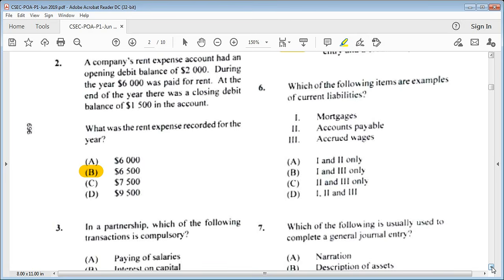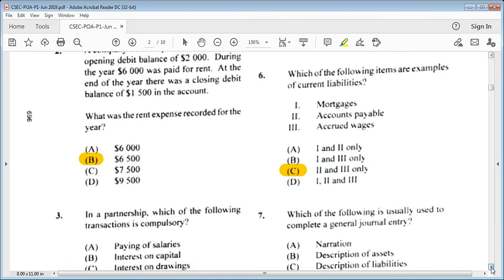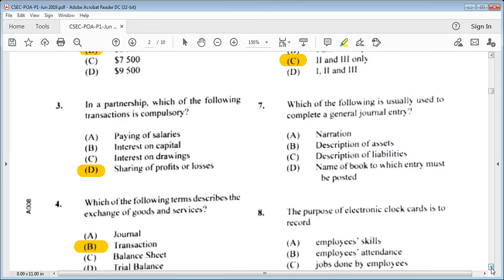Number 2, accounts payable. Yes, that's a current liability. Number 3, accrued wages. Yes. So our answer would be 2 and 3 only. So C would be our answer. And we know that current liabilities are liabilities that are due and payable within less than 1 year. So we know mortgages would be a long-term liability, not a current. So let's move on to 7.